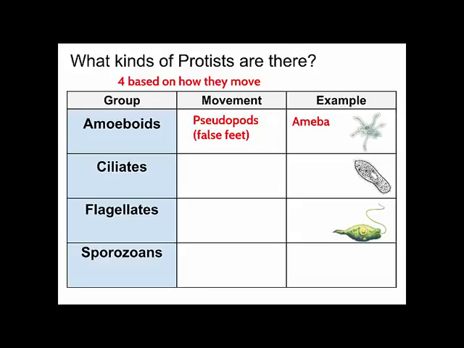Then we have the ciliates. They move around through the water using these tiny little hairs that surround them on the outside. And those hairs, which are called cilia, act like little paddles, paddling the protist through the water. So it swims by moving all of these little cilia at one time. And this is the one we're going to study. It's called the Paramecium. We'll see it next week.